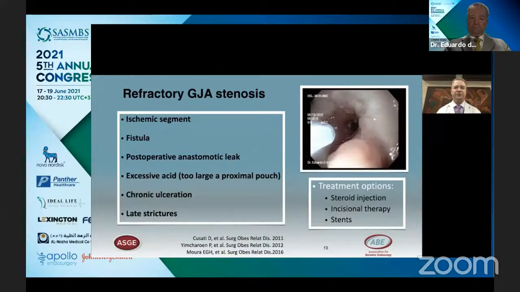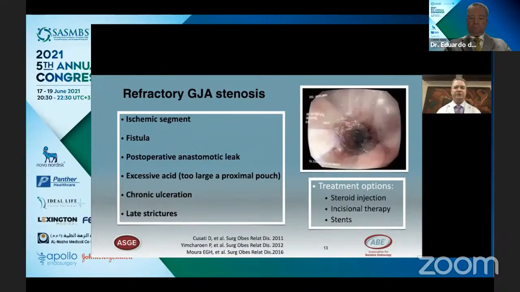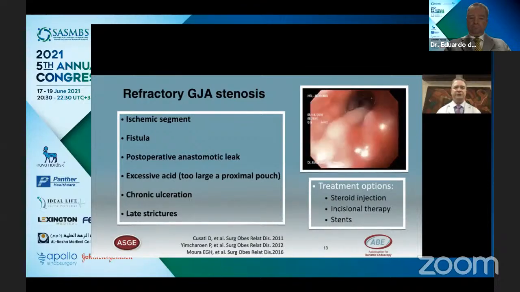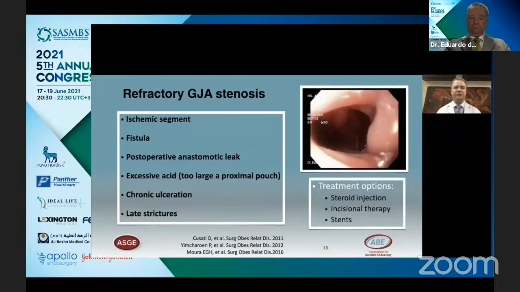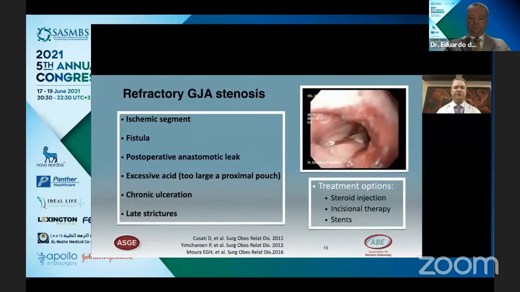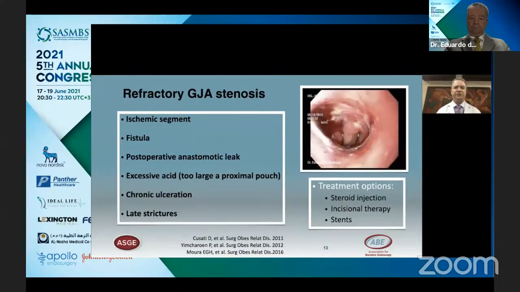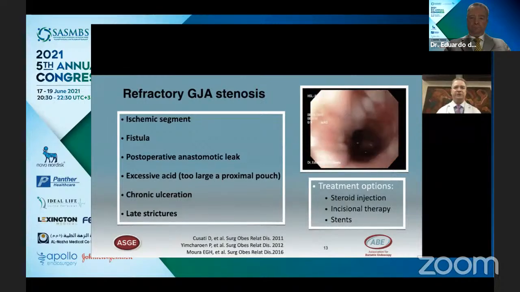About the refractory gastrojejunal anastomosis stenosis. The endoscopic balloon dilation appeared to be well tolerated and effective. Ischemic segment and fistula were found to be important risk factors for balloon dilation failure. Sometimes, in this circumstance, the surgical approach is adequate. But on the other hand, I have another possibility to treat this complication.